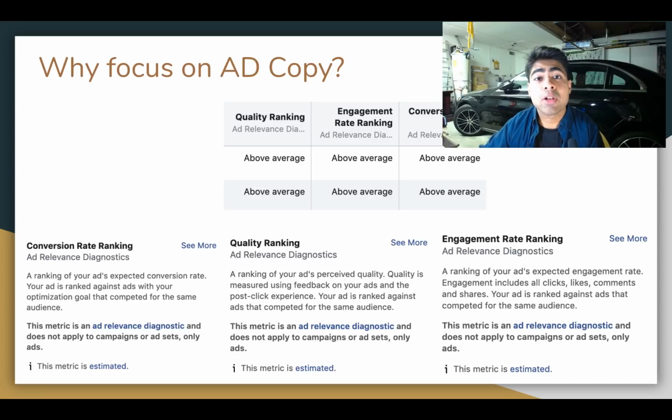Because if you rank low in any of these, Facebook is immediately gonna penalize you by lowering your reach. So I mean, in the end, you're just paying extra money for barely any to no conversions at all, and I don't think you want that.